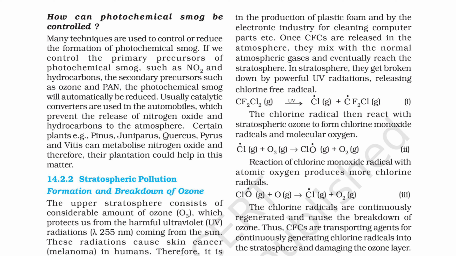CF2Cl2 in presence of UV gives chlorine radical plus CF2Cl. The chlorine radical then reacts with stratospheric ozone to form chlorine monoxide radicals and molecular oxygen. Reaction of chlorine monoxide radical with atomic oxygen produces more chlorine radicals. The chlorine radicals are continuously regenerated and cause the breakdown of ozone. Thus, CFCs are transporting agents for continuously generating chlorine radicals into the stratosphere and damaging the ozone layer.